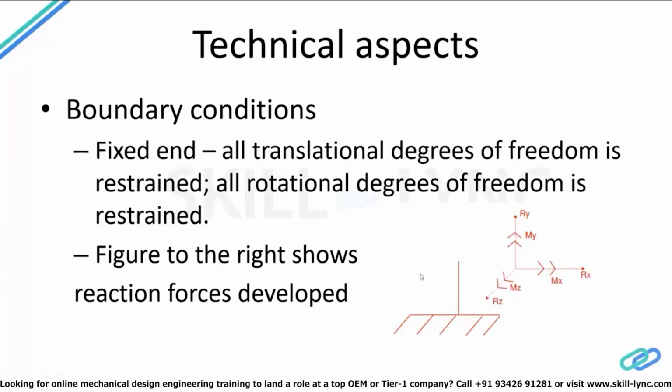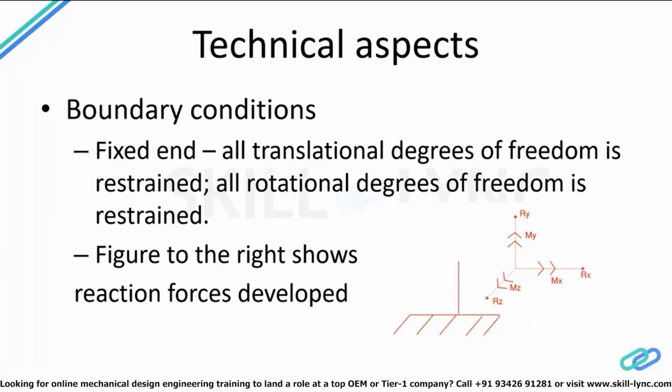The other one is a fixed end condition, wherein all 6 degrees of freedom, the 3 rotational degrees of freedom and the 3 translational degrees of freedom, are all locked, and therefore that joint produces reactions in those corresponding directions.